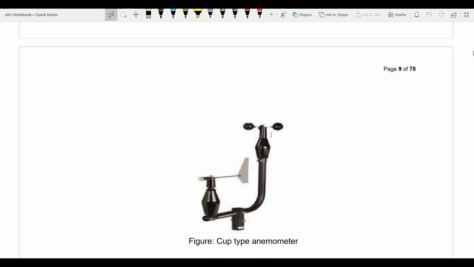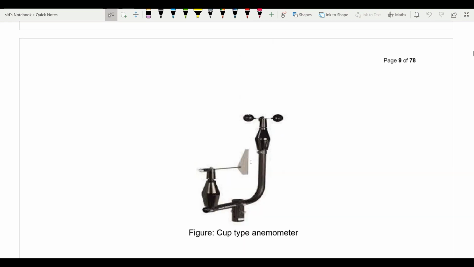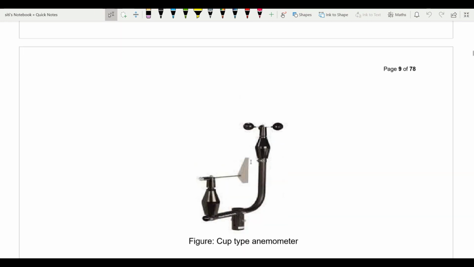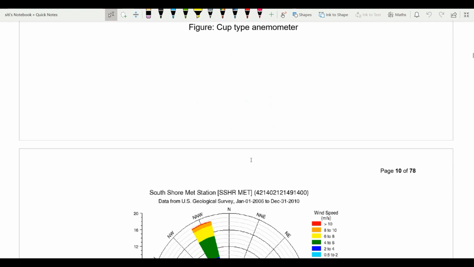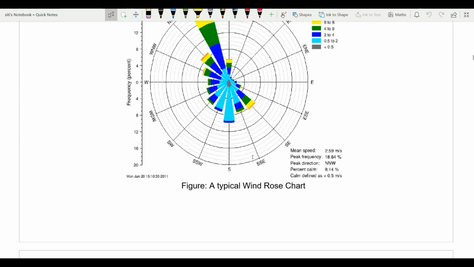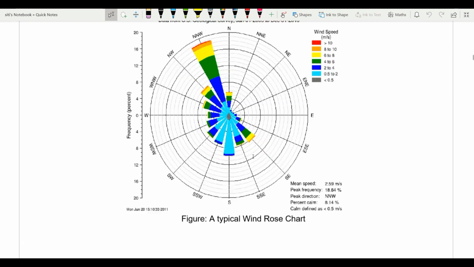Another type of anemometer we call the cup type anemometer. This one uses the cup to measure the wind speed, and here the wind vane is to measure the direction of the wind. So this is an example of the wind rose chart.